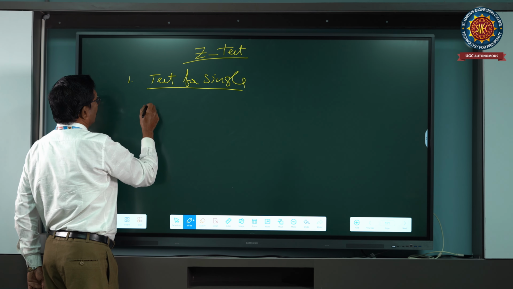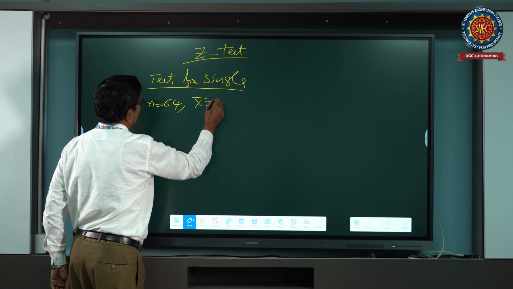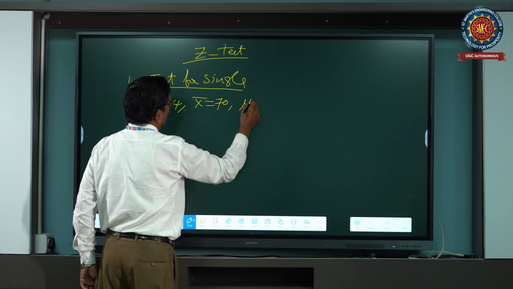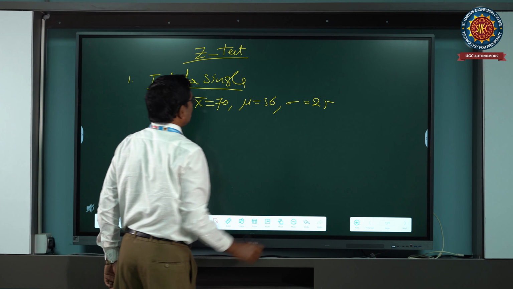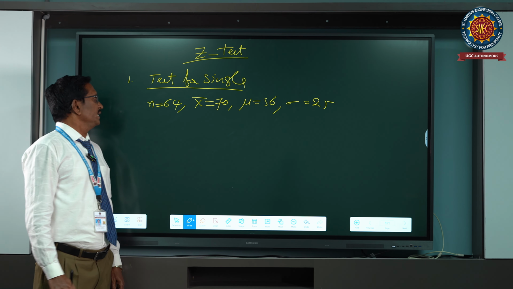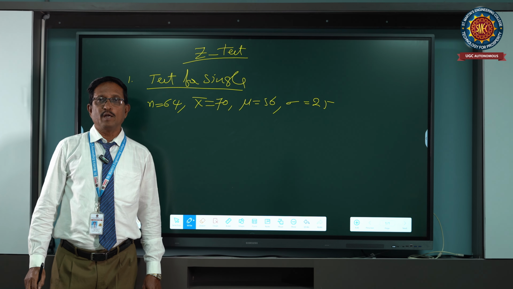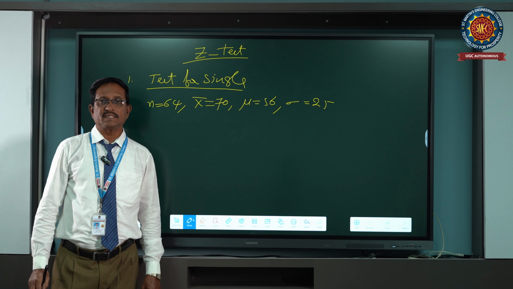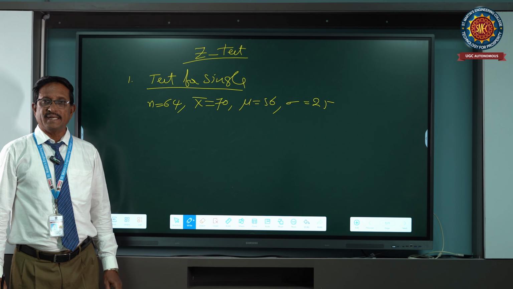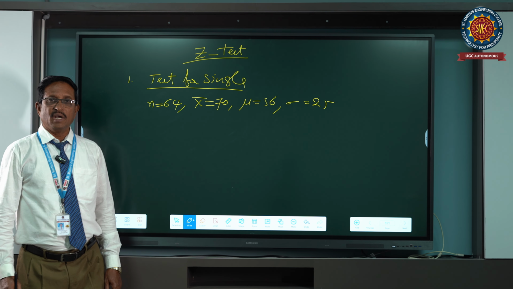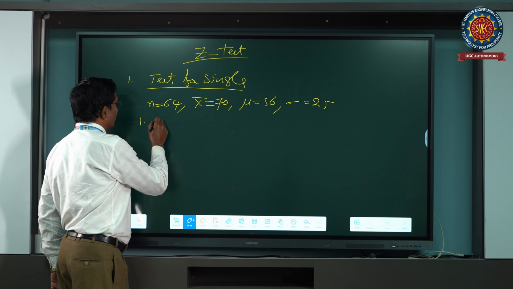Problem: let us take n is equal to 64, x bar is equal to 70, mu is equal to 56, and sigma is equal to 25. So in this data, sample size n is equal to 64, sample mean x bar is equal to 70, population mean mu is equal to 56, and population standard deviation sigma is equal to 25. This data fits test for single mean. According to the procedure of test for single mean, first is the null hypothesis.